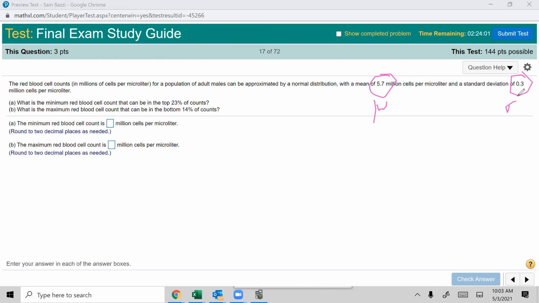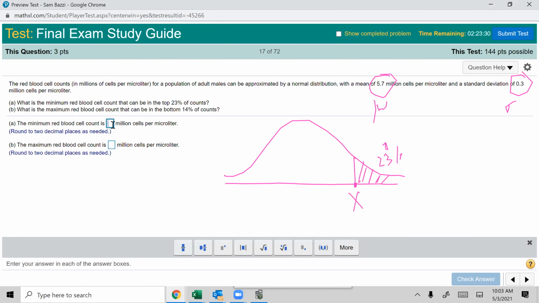What is the minimum red blood cell count that can be in the top 23% of counts? That's different now. It's a top, guys. You should go to the right. So this is going to be 23%, this area. And we need this value. Okay. So it's going to be inverse norm. Let me type it in. Just type the formula, guys.